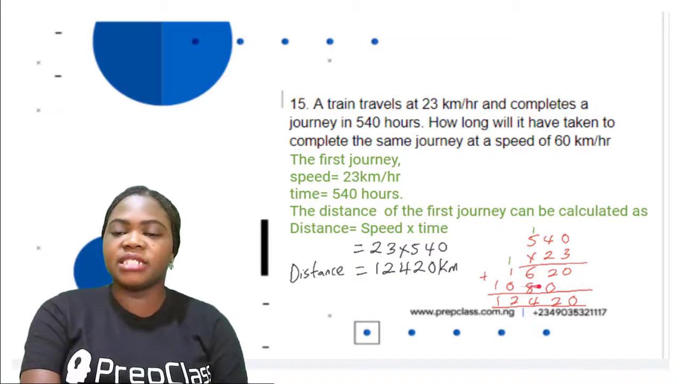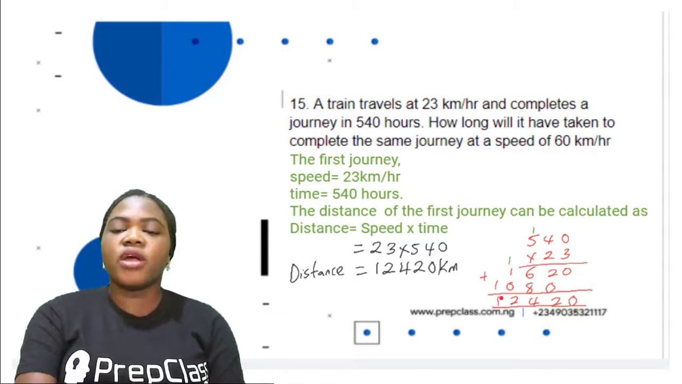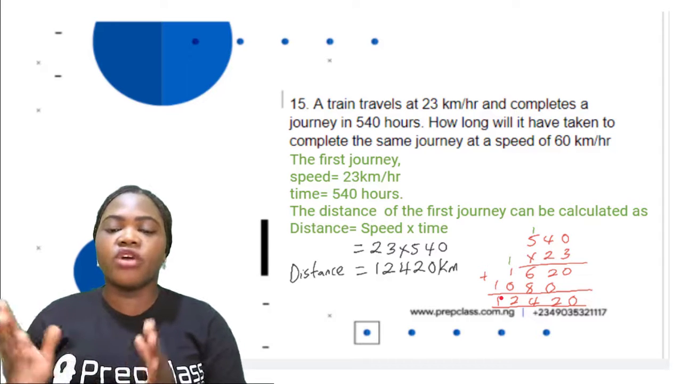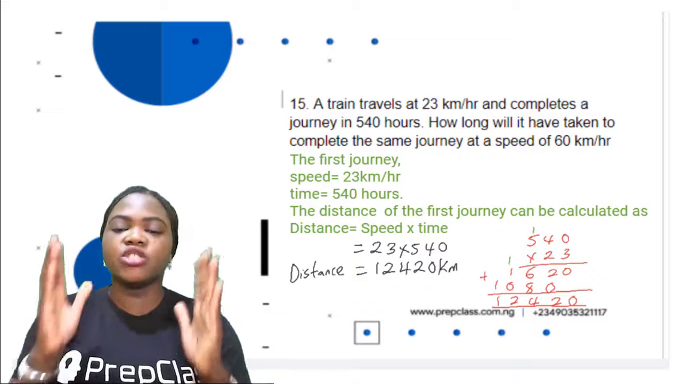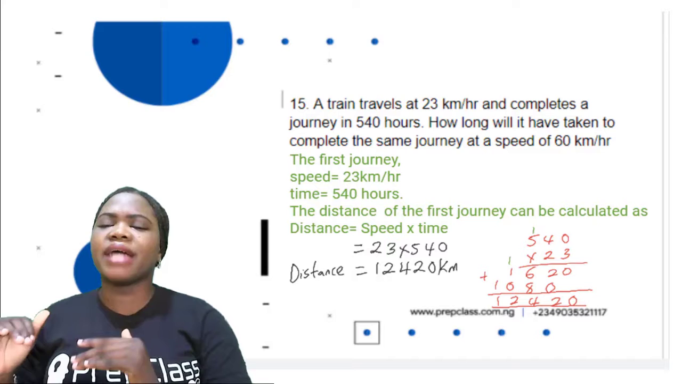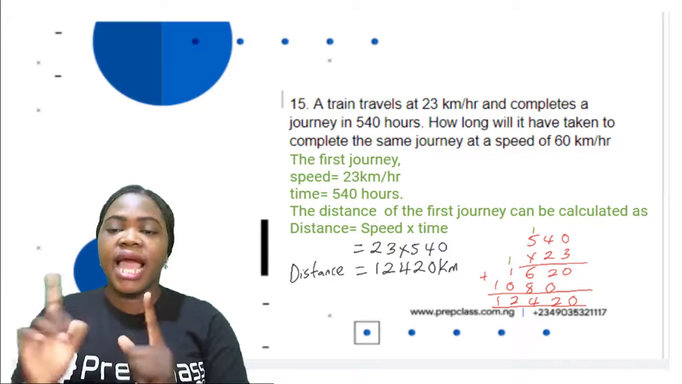So now let's add the partial products. 0 plus 0 is 0. 2 plus 0 is 2. 6 plus 8 is 14. Write 4, carry 1. 1 plus 1 is 2. 2 plus 0 is 2. Then 1 plus nothing is 1. So the product of 23 and 540 is 12,420. So the distance for this first journey is 12,420 kilometers.